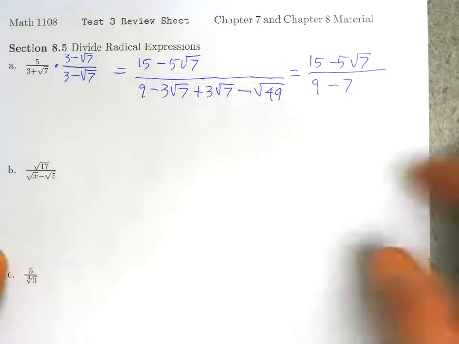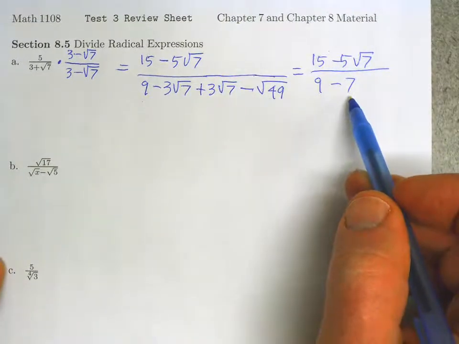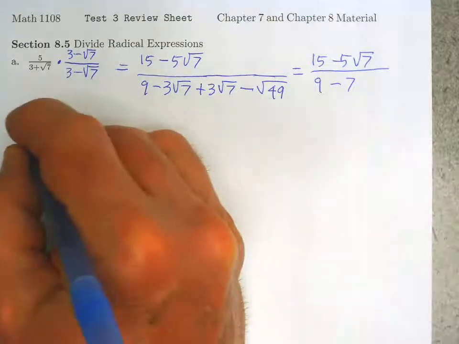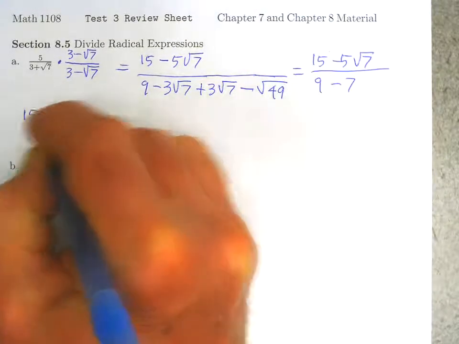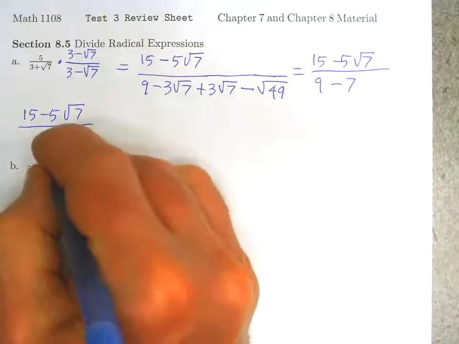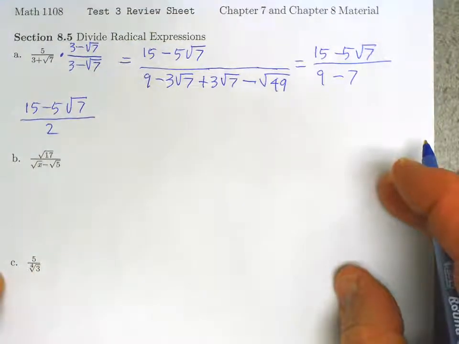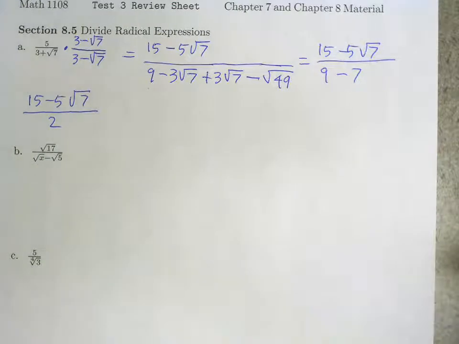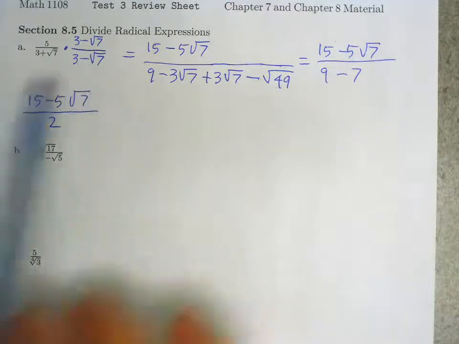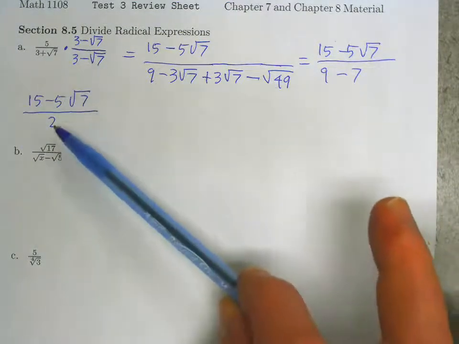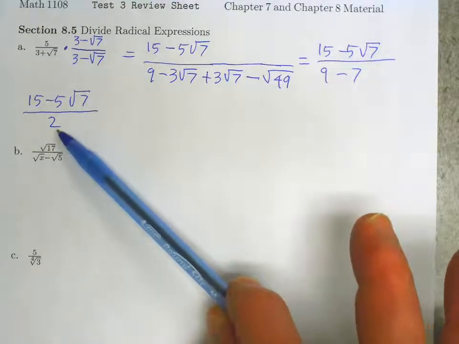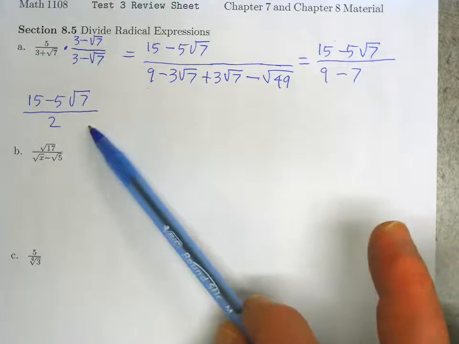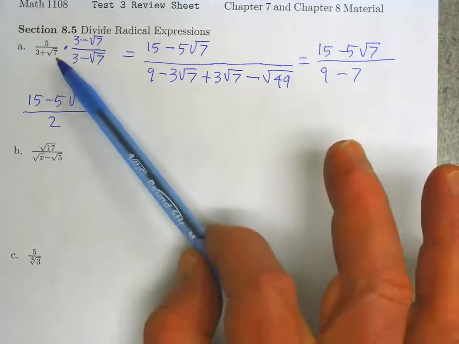And now we're just one step away from the simplified answer. The numerator is 15 minus 5 times the square root of 7. And the denominator is 2. And so there's nothing left to do. This is simplified. But note that the denominator no longer has a square root in it. But this number is the same value as the number that we started with.